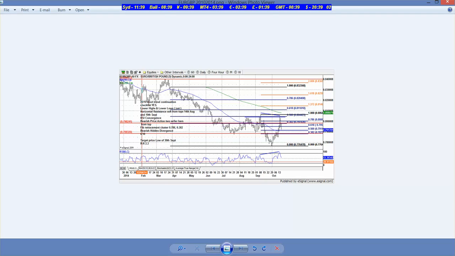But you've got the longer fib there. That's the 50 off that larger move, that big move down. You've got a fib off here, which is the 786. Yep. You're showing hidden divergence there. That's good.